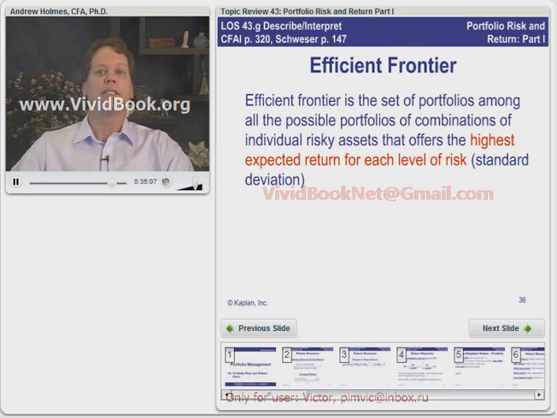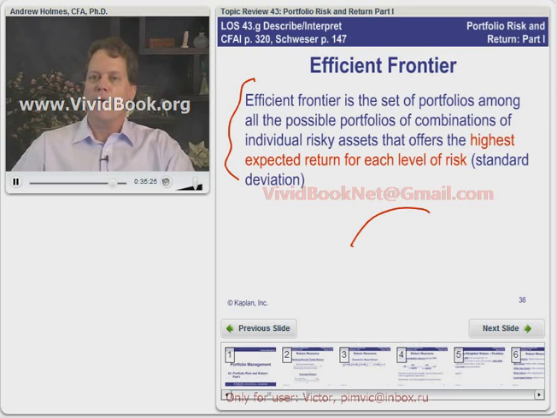So efficient frontier is a set of portfolios among all possible portfolios of combinations of individual risky assets that offers the highest expected return for each level of risk, which I think is what I said. So anyway, it's this line that's shaped like this. So that's the Markowitz efficient frontier. You want to make sure that you have a handle on that.